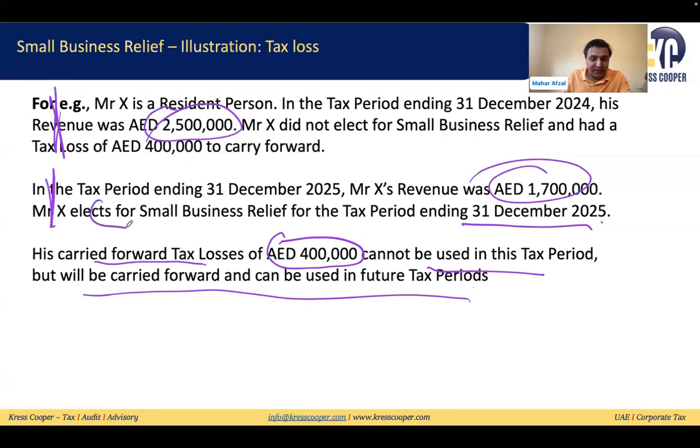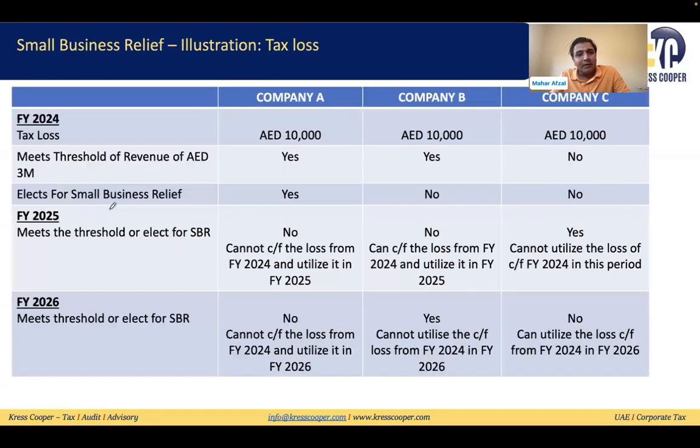Because they say Mr. X elects for small business relief. If they are electing for small business relief, previous period tax losses cannot be adjusted. This is an example: company A, company B, and company C. This is the year 2024, 25, 26. Tax loss is 10,000, tax loss is 10,000, tax loss is 10,000.